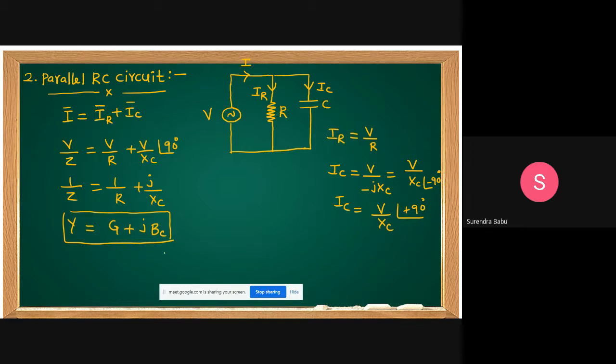Okay, this is a shunt. This is the parallel branch. Clear, friends? This Y equal to G plus jBC, we are getting. This is the admittance for the parallel RC circuit. Now, the first step is what you want to draw? The current triangle. First, you draw the current triangle.